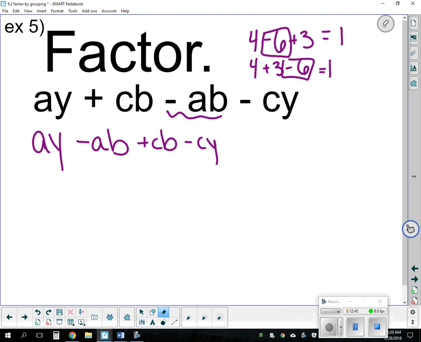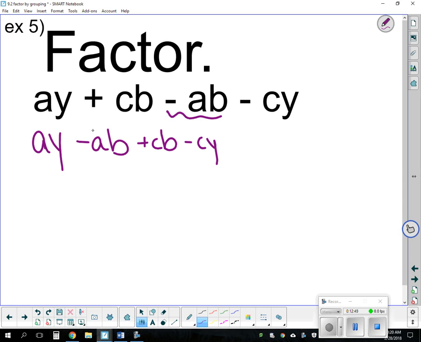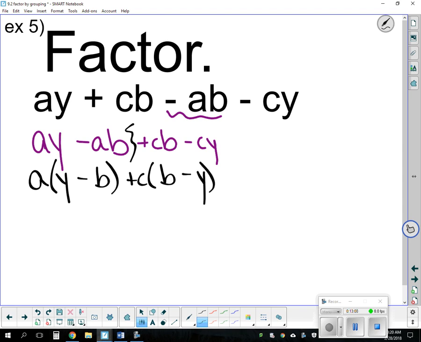So if you don't see any GCF in the first half, see if you could rearrange it and make the first half look different. Now I do have a common factor of A. Taking that out, I'd be left with the Y and the minus B. And then back here, I see that I have a common factor of C. And then I'm left with B and minus Y.